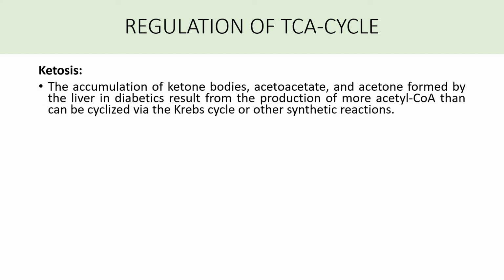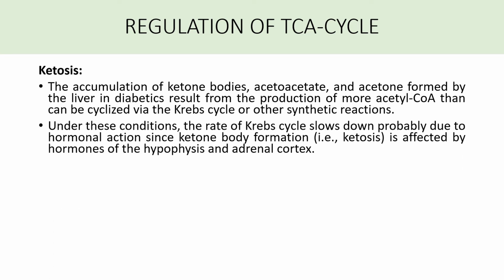Ketosis. The accumulation of ketone bodies, acetoacetate and acetone, formed by the liver in diabetics results from the production of more acetyl coenzyme A than can be cyclized via the Krebs cycle or other synthetic reactions. Under these conditions, the rate of Krebs cycle slows down, probably due to hormonal action, since ketone body formation, for example ketosis, is affected by hormones of hypophysis and adrenal cortex.